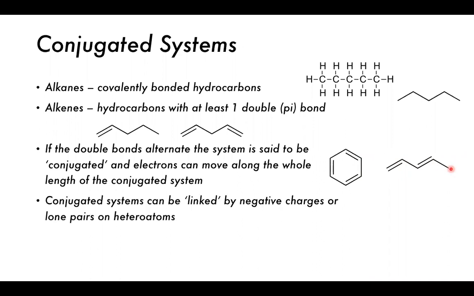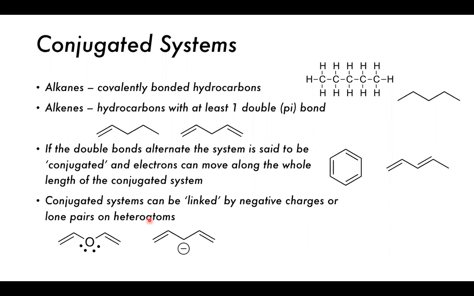So conjugated systems can be linked by negative charges or lone pairs on heteroatoms. For example, we talked about this not being conjugated because the double bonds were separated by more than 1 single bond. So it's double bond, single bond, single bond, double bond. They're not sufficiently connected, and so we end up with an unconjugated system. It does have 2 double bonds, but they're not close enough to be conjugated.